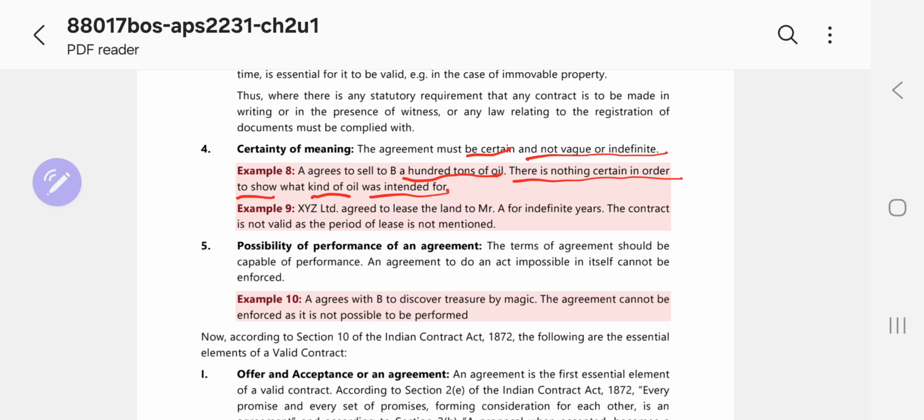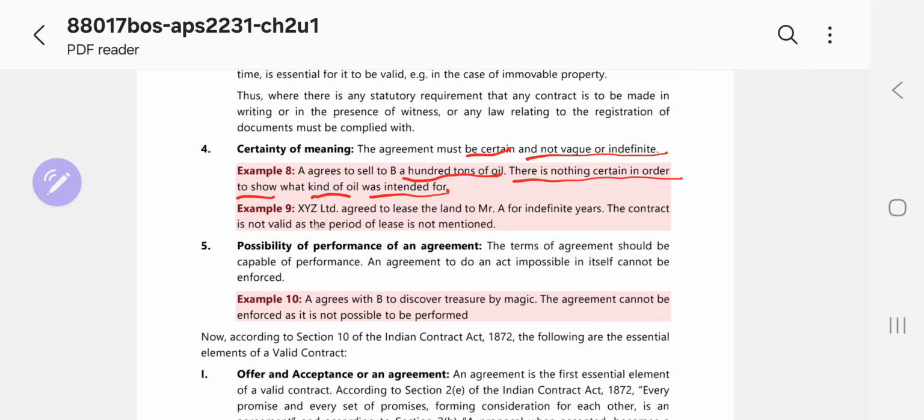The contract should not simply say, okay, I am going to sell a car to Mr. Rohan. Here you have mentioned to whom you are going to sell the car, but you have not mentioned at what price you are going to sell or which model you are going to sell. So the contract should be certain. It should contain each and everything agreed between the parties.